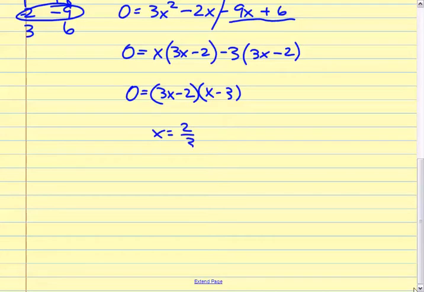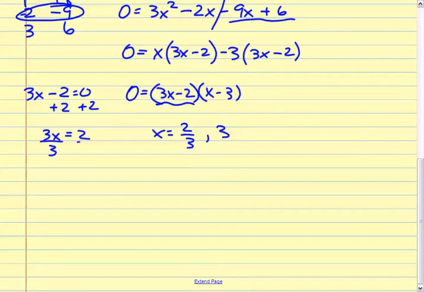Positive 2/3 and 3. Okay? Now, if you don't see that, what you do is you take each binomial and you just set it equal to 0. What makes it 0? Because that'll be true if it equals 0. Add 2 to both sides. 3x is equal to 2. Divide by 3. And x is equal to 2/3. That's where it came from. This one also, that's easy. You can just see that.